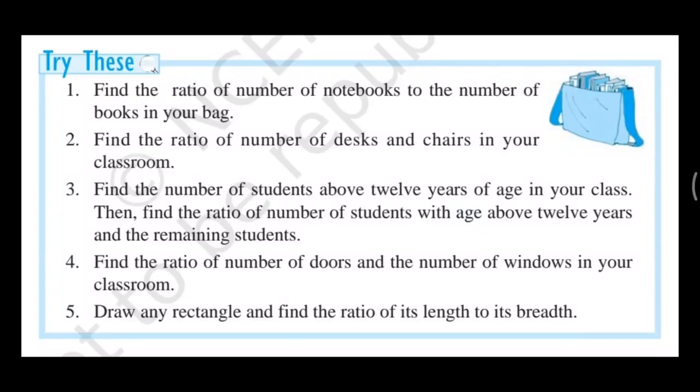Now this is question number 3. Find the number of students above 12 years of age in your class. ऐसे बच्चे निकालने हैं जिनकी एज 12 ईयर्स से ज़्यादा हो, और फिर उनका रिमेनिंग स्टूडेंट्स के साथ रेशियो निकालना है. So let's do the solution.